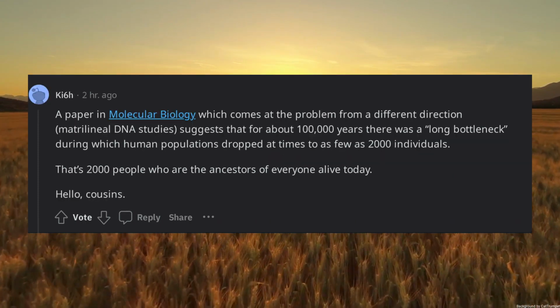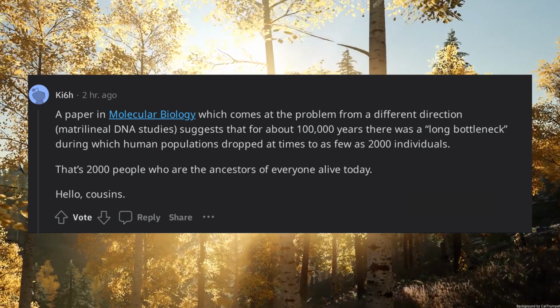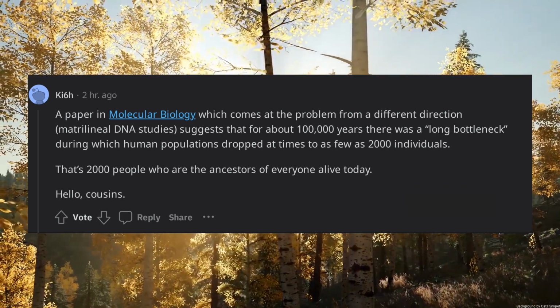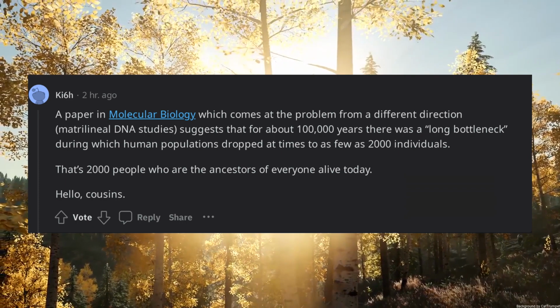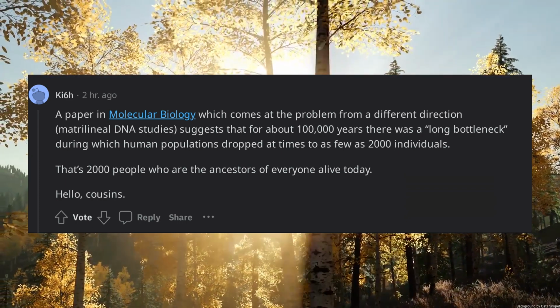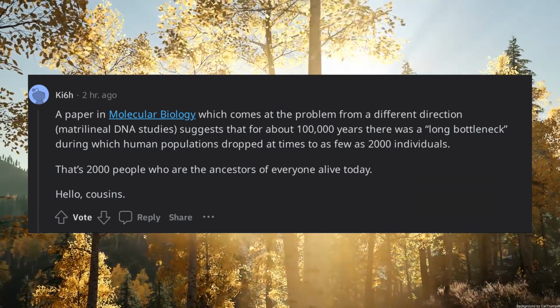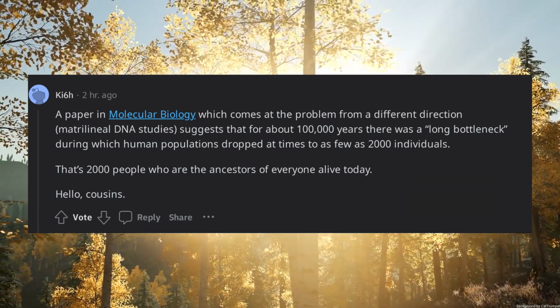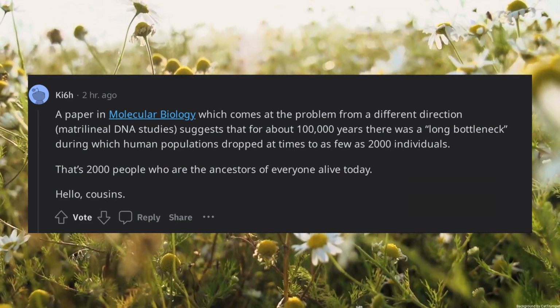A paper in Molecular Biology, which comes at the problem from a different direction, says matrilineal DNA studies suggest that for about 100,000 years there was a long bottleneck during which human populations dropped at times to as few as 2,000 individuals. That's 2,000 people who are the ancestors of everyone alive today.